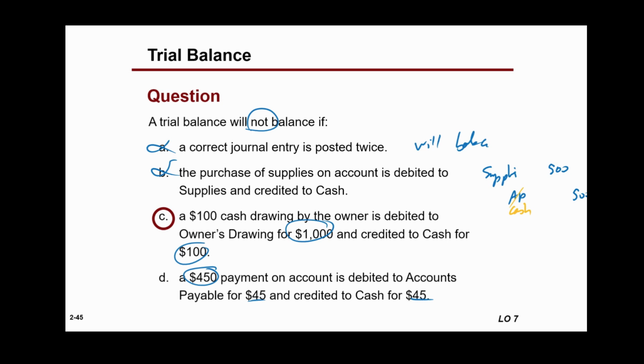cash for 500. For this journal entry, still you have total credits 500, total debits 500. So it will be 500, 500. Will the trial balance balance? Yes, because you still have the same amount on the total on the debit side as well as the credit side. So it will balance. As a result, this is not the correct answer.